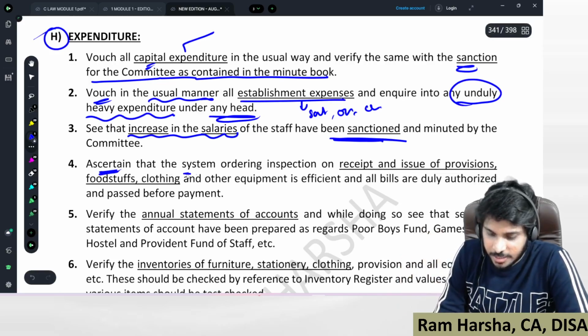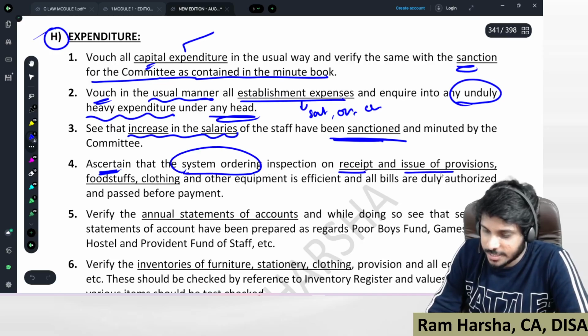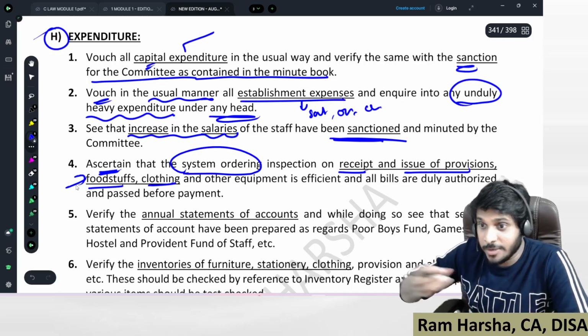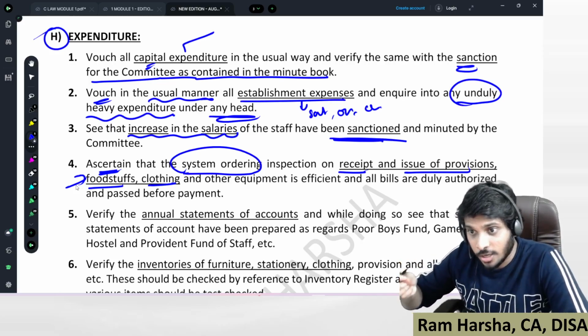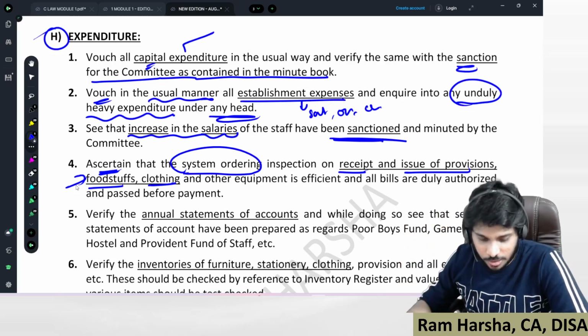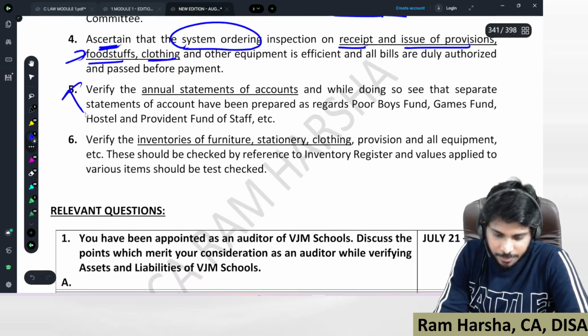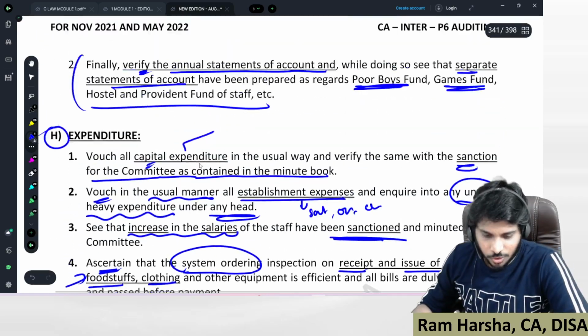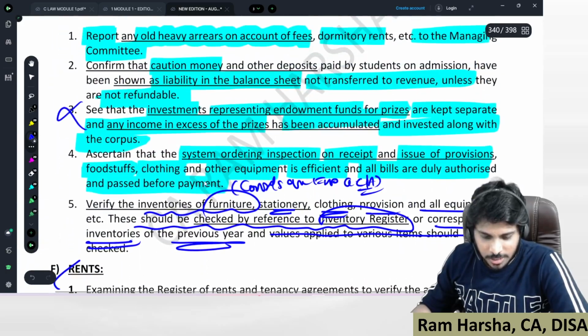And verify the system of ordering, inspection, receipts and issue of provisions, foodstuff, clothing. How will these be distributed to the students, foodstuff and all? What is the procedure? What is the control? Check it out. This is again repeated. All these points came up multiple times.